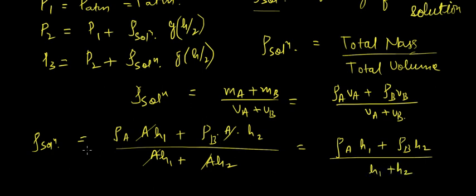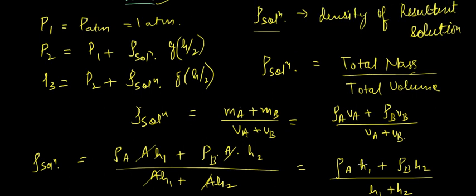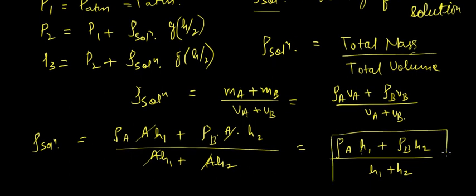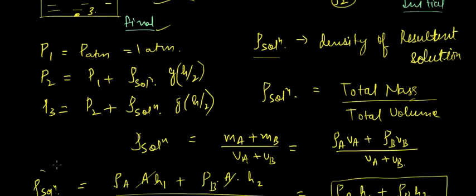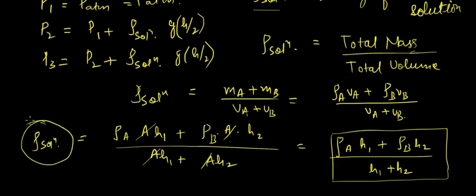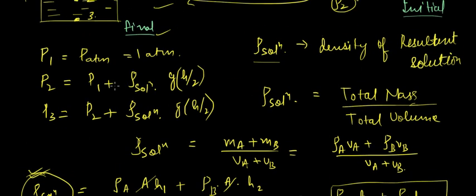Okay, so this is the density of the solution. Once we know the density of A and B and the heights of liquid A and B which were used to make the final mixture, we know the density of the solution. Once we know the density of the solution, we can put that value here and find P2 and P3.